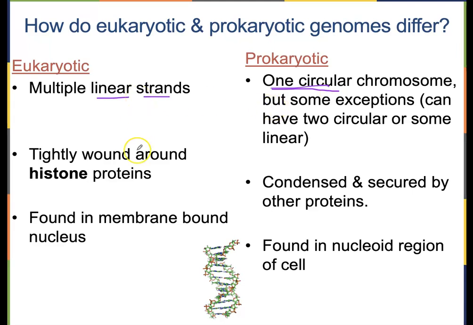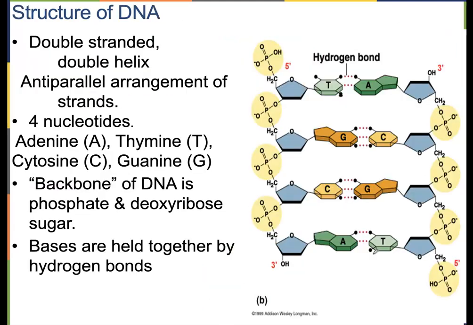In eukaryotic cells, our DNA is packaged around a particular type of protein called histone proteins. And prokaryotic cells also organize their DNA around proteins, but they're not histones. So they are condensed and secured with other proteins, just not called histones. And of course, we have this in a membrane-bound nucleus, and then this is in the nucleoid.